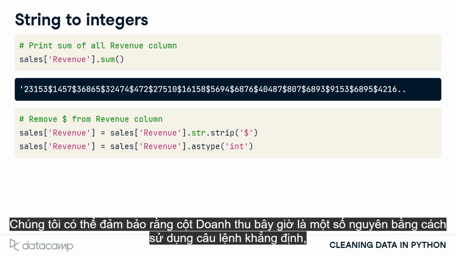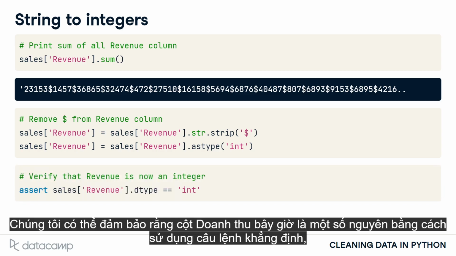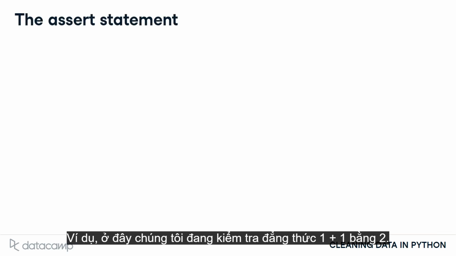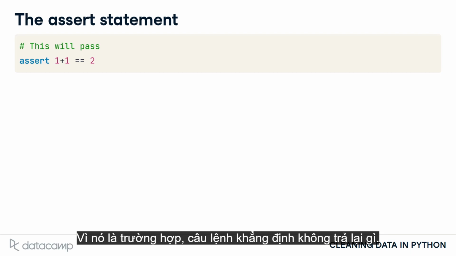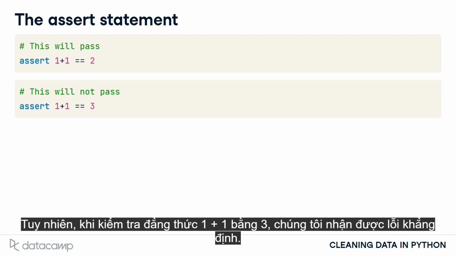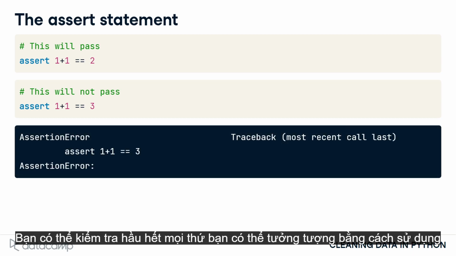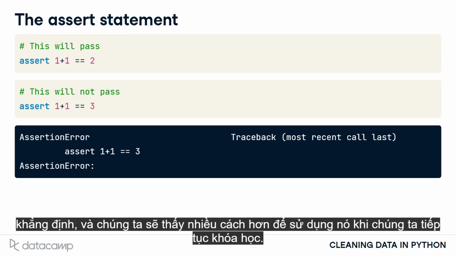We can make sure that the revenue column is now an integer by using the assert statement, which takes in a condition as input and returns nothing if that condition is met and an error if it is not. For example, here we are testing the equality that 1 plus 1 equals 2. Since it is the case, the assert statement returns nothing. However, when testing the equality that 1 plus 1 equals 3, we receive an assertion error. You can test almost anything you can imagine by using assert. And we'll see more ways to utilize it as we go along the course.